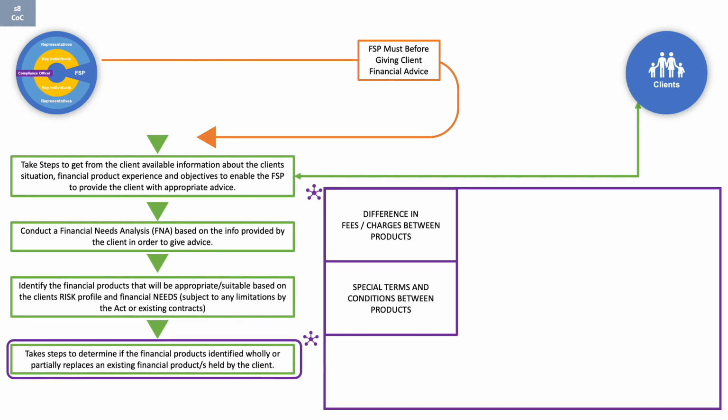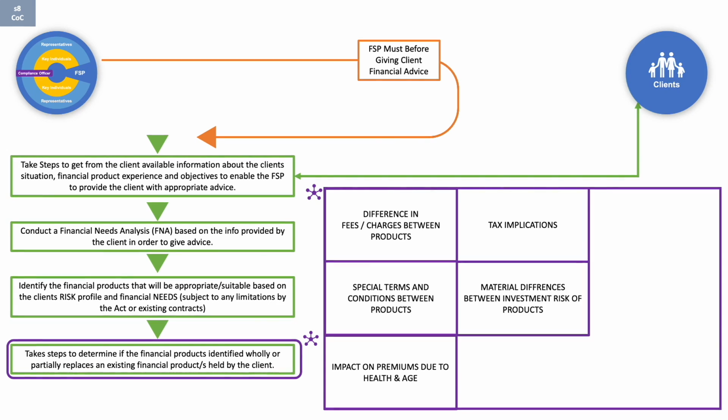Examples of these special terms and conditions may be exclusions of liability, waiting periods, loadings, penalties, excesses, restrictions, and circumstances where benefits won't be provided. Impact of age and health changes on the premium to be paid. Difference in tax implication. Material differences between the investment risk of the replacement product and the terminated product.